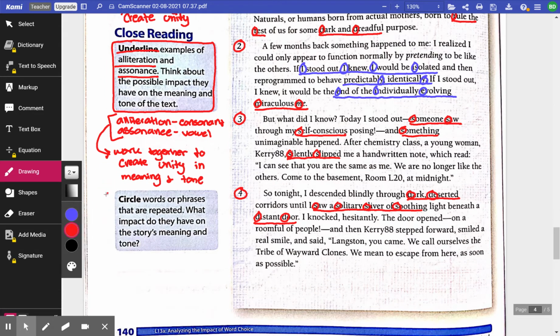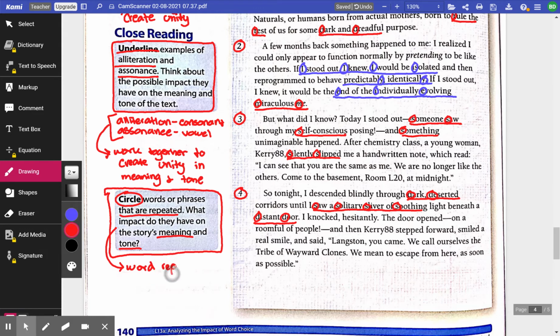So this one's going to be a little easier for us. Our close reading here says to circle words or phrases that are repeated. So we're looking for word repetition here. And as we are looking for those, we have to figure out what impact they have on the story's meaning and tone. So we're trying to figure out, again, how word repetition works with everything else to establish meaning and tone.